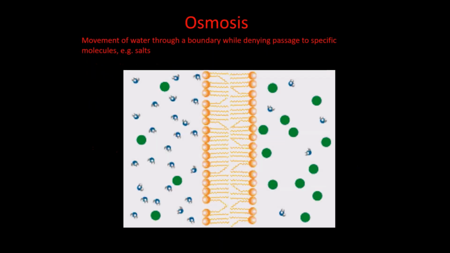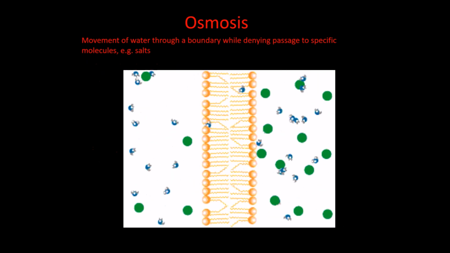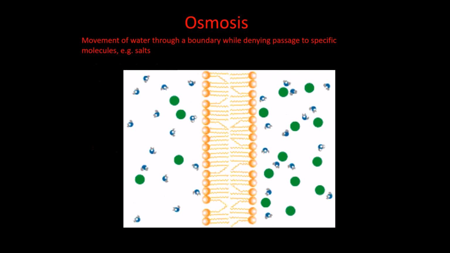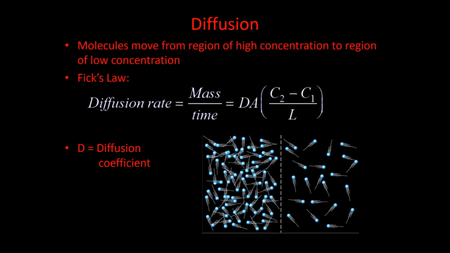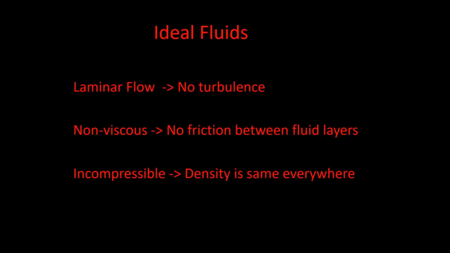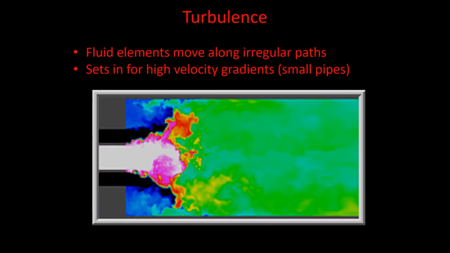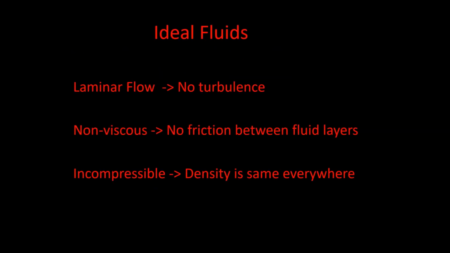And finally, if you are dealing with biological processes, osmosis is another way of moving fluids from one place to another. And this is the movement of, say, water through a boundary while denying passage to other molecules. These tend to be more of a biological application, which we will not get into. What I do want you to make sure you know is the definitions of things like turbulence, laminar flow, and why do we assume that our fluids are incompressible.